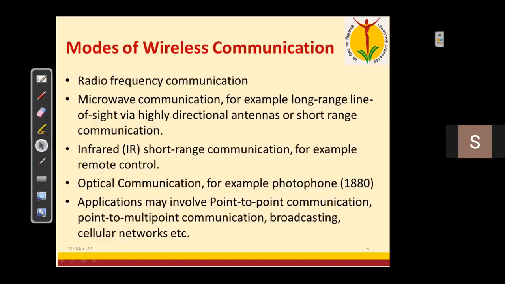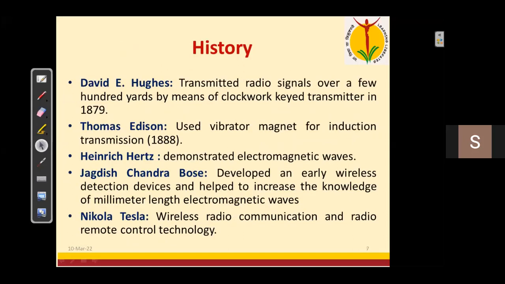Infrared is basically what the remote control you use for operating your TV set and changing the channels works on, the IR. It is short range communication. And nowadays optical communication is coming, maybe for broadband, with fiber optics replacing the broadband. Basically it involves point-to-point, point-to-multipoint, or broadcasting, and the cellular network which we use in mobile communication. So this is the brief history.